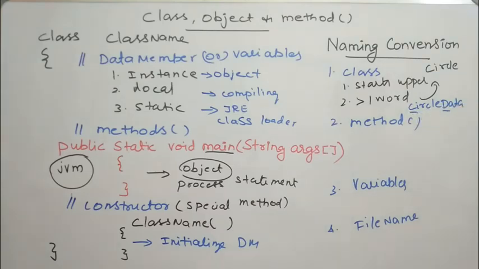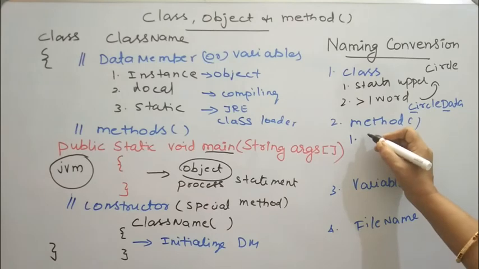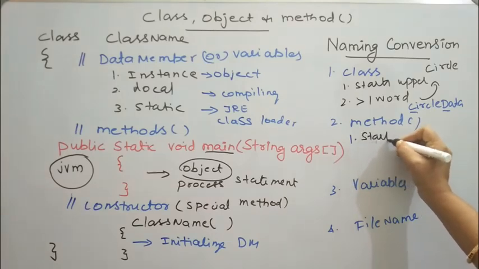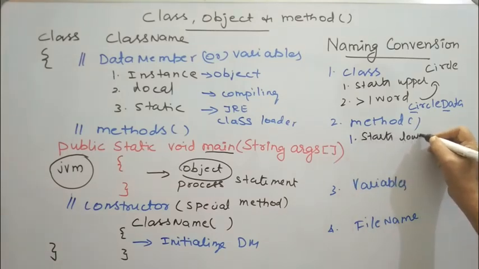That is the rule we need to follow while giving name for the class. When we are giving name for the method, the method name starts with an alphabet, but it starts with a lowercase letter.